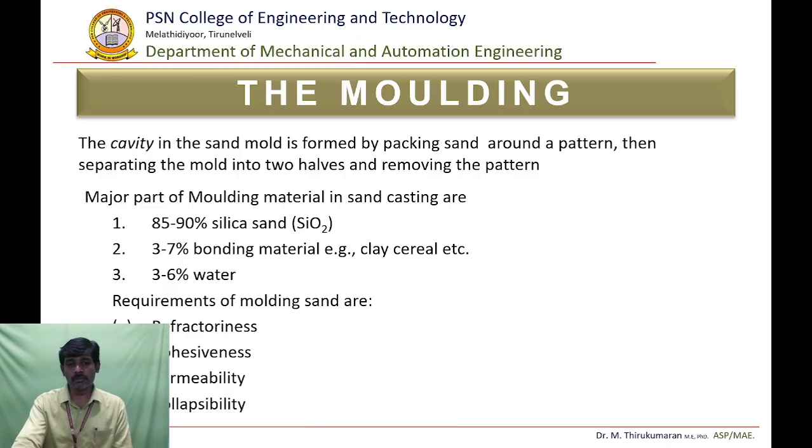85 to 90% is silica sand, the maximum. The remaining 3 to some percentage is bonding material, which means clay. Then the remaining 3 to 6% is water. These three materials in combination are used to fill the mold.